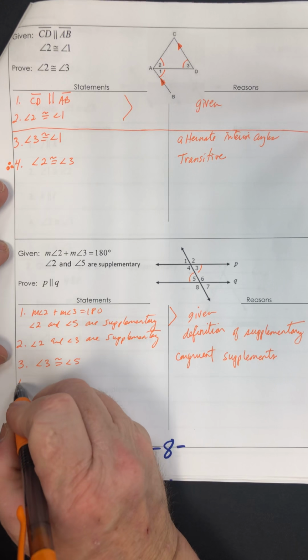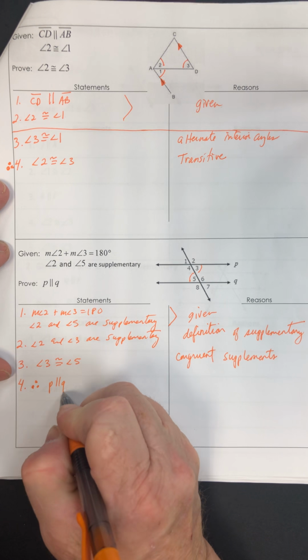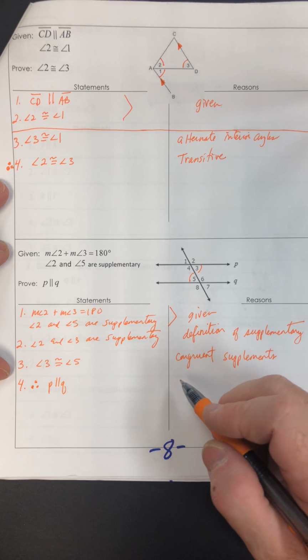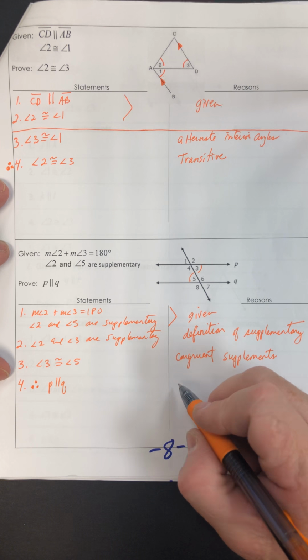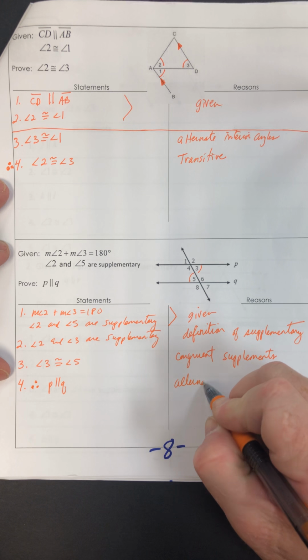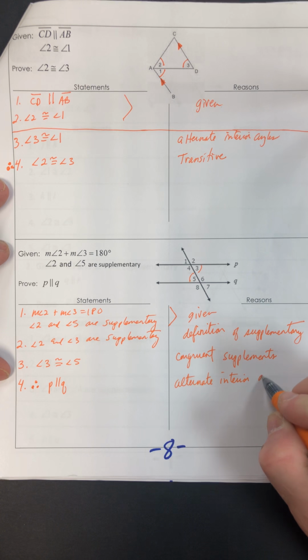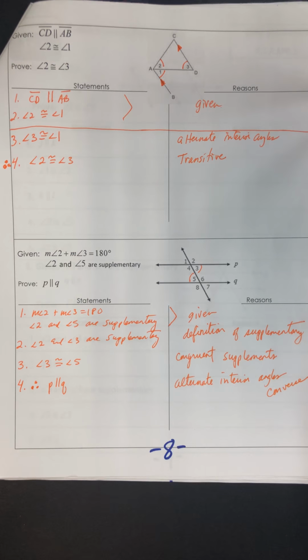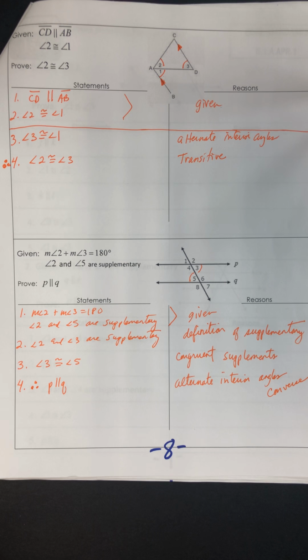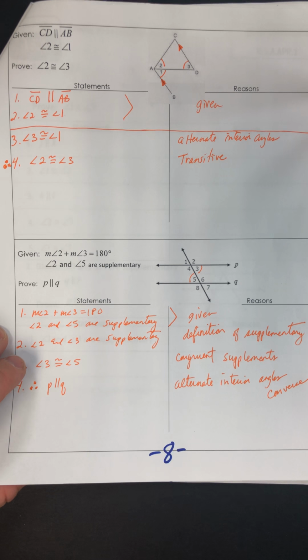So now I can say, therefore, the lines are parallel because the two angles I just showed are congruent, and they are alternate interior angles. So this is actually using the converse to state those are parallel.